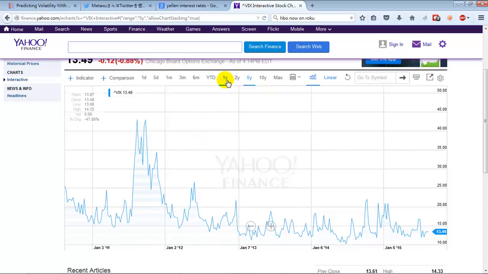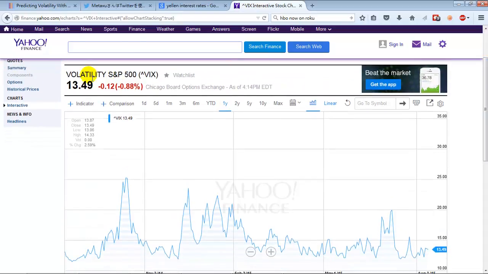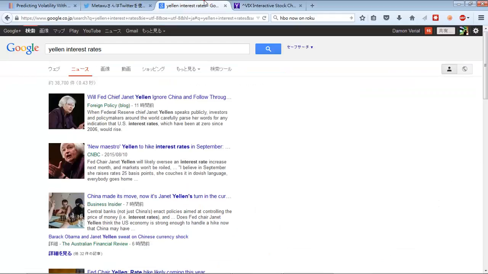So if you are a volatility trader or a swing trader, you really need to be familiar with volatility, and you should probably track the VIX. So the question is, does the interest rate have any relationship with the VIX? So I set out to answer this question.